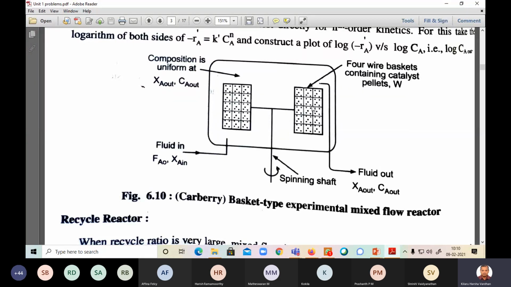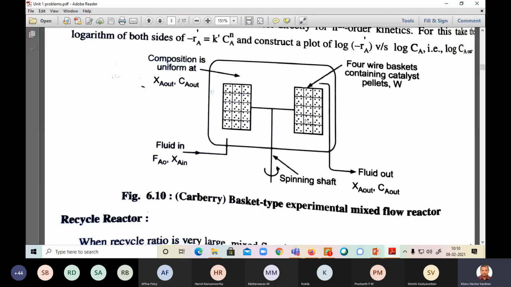Either four baskets you can put or two baskets you can put. That depends on the amount of solid which is present. If the solid is more and two baskets are not enough, then put two more paddles so that you get a uniform concentration.